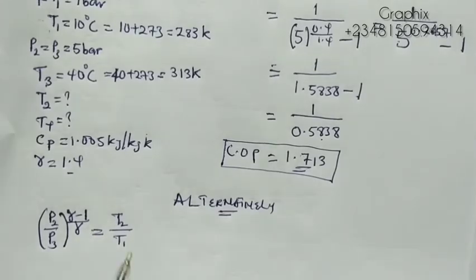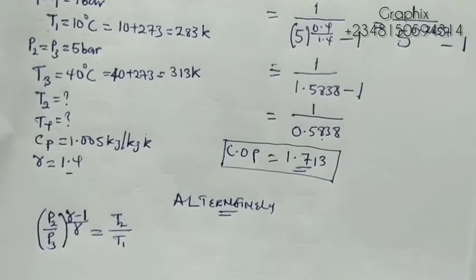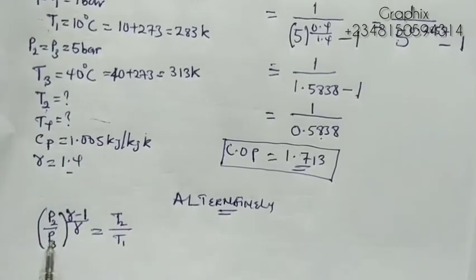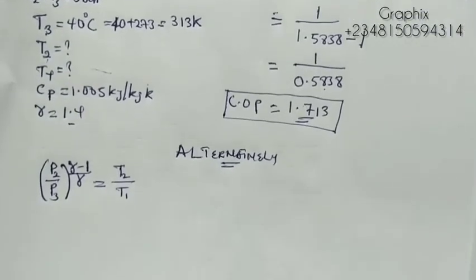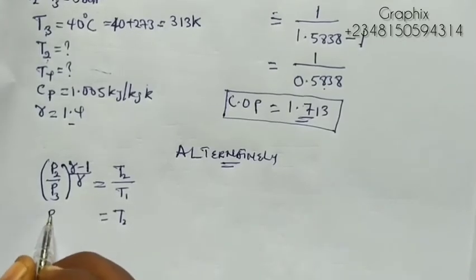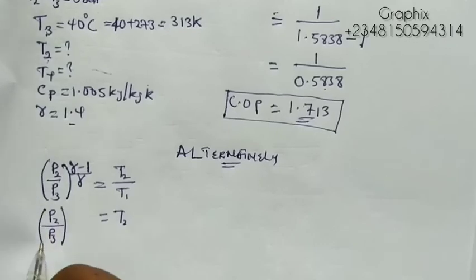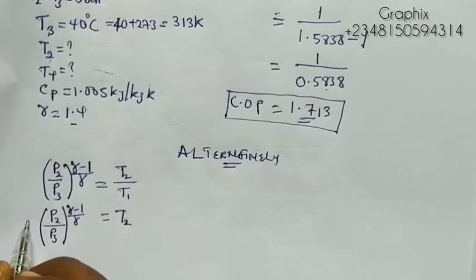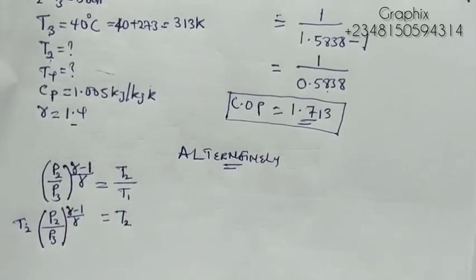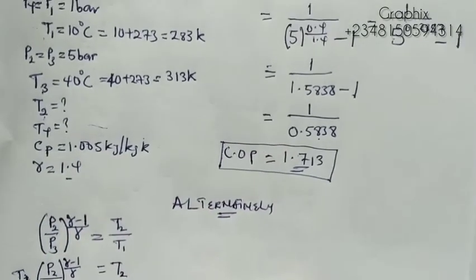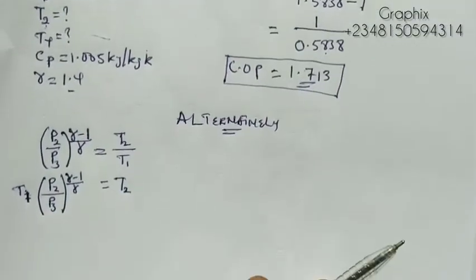Now what will happen here is I am looking for T2, right? So I'm going to make T2 the subject of the formula. In doing that, my T2 will be here and my T1 will go and multiply this: P2 over P3 raised to the power gamma minus 1 over gamma. So I've taken this to this side, multiplied by T1. So the question is, what is my T1? My T1 here is what? 283 Kelvin.